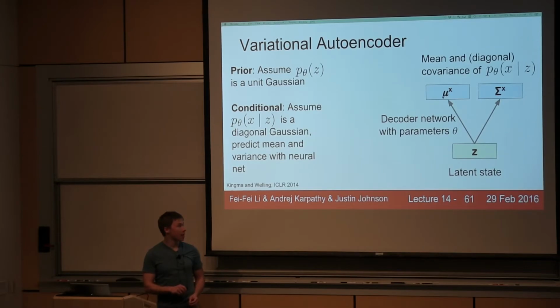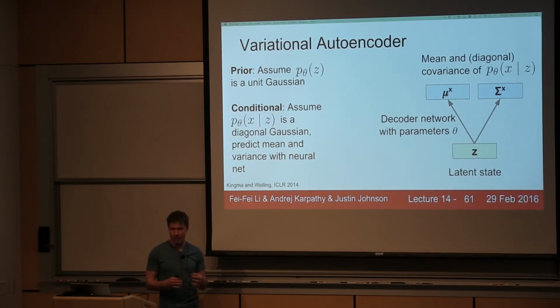Then we assume that latent state will go into some decoder network, which could be some big complicated neural network. And now that neural network is going to spit out two things. It's going to spit out the mean of the data X and also the variance of the data X. So you should think that this looks very much like the top half of a normal autoencoder.